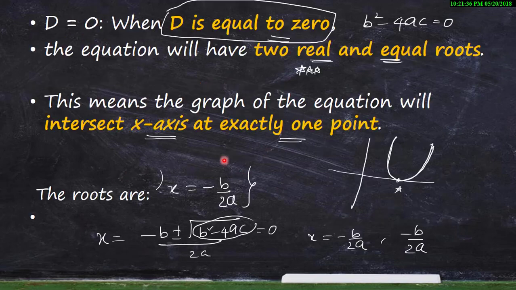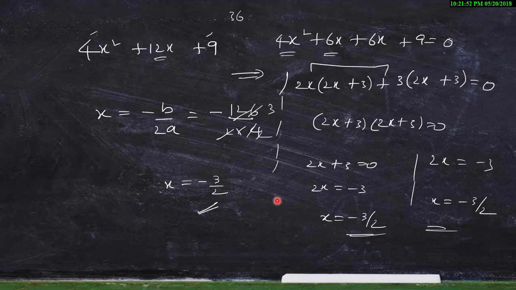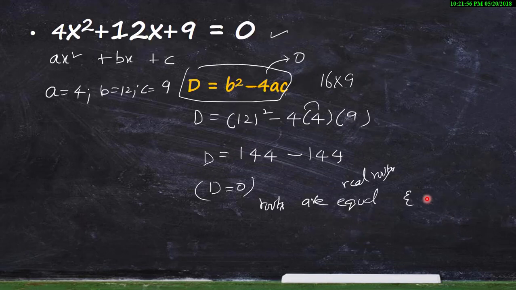Then when D is equal to 0, we are getting equal roots. We'll check it: we are getting both roots as minus 3 by 2, minus 3 by 2. When D is equal to 0, it will cut the x-axis at only one point.